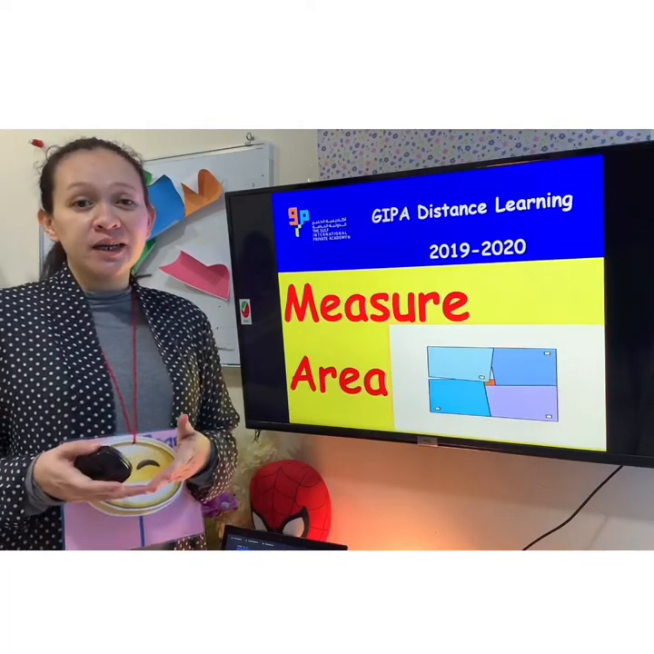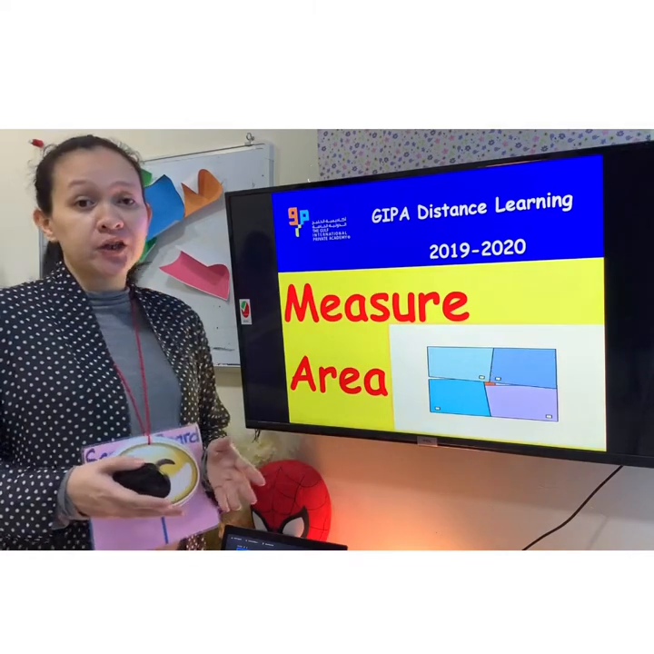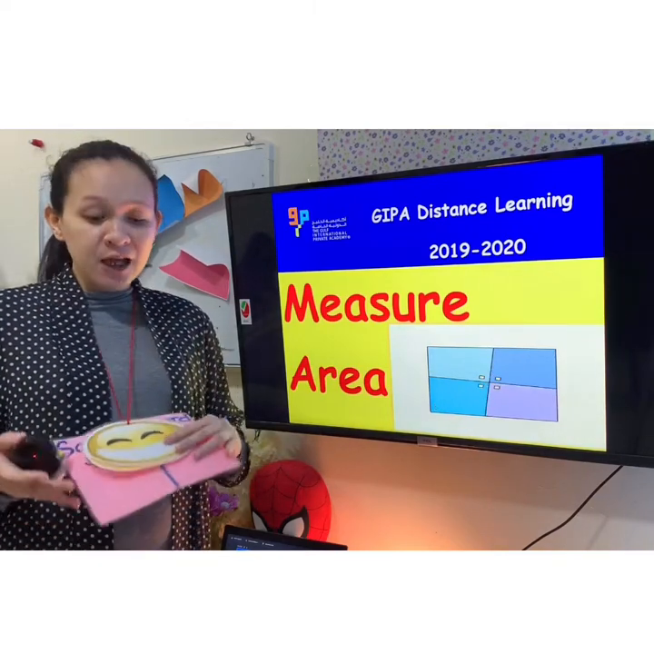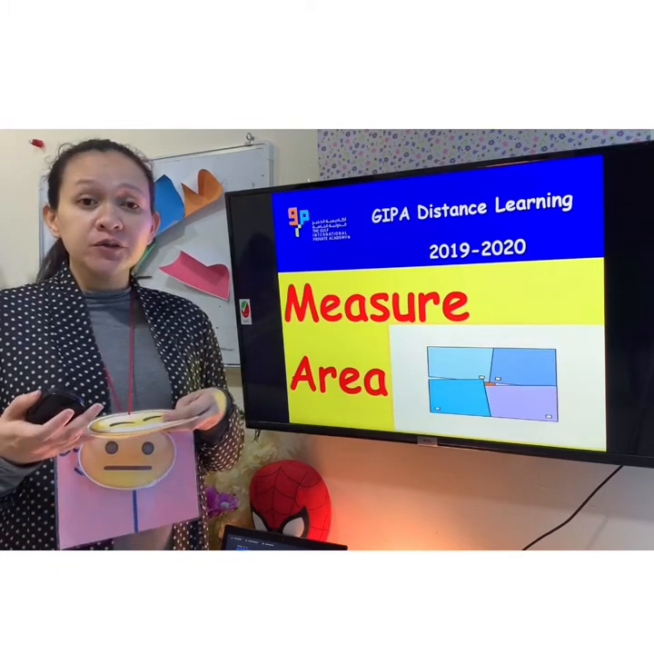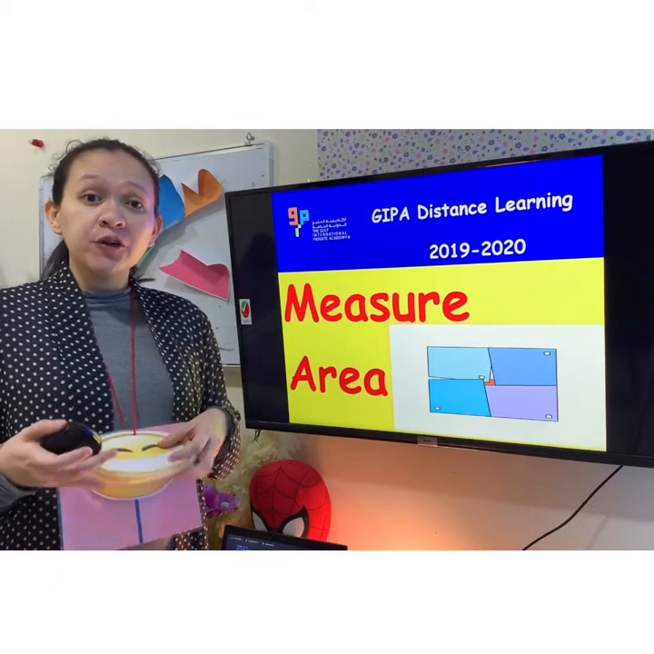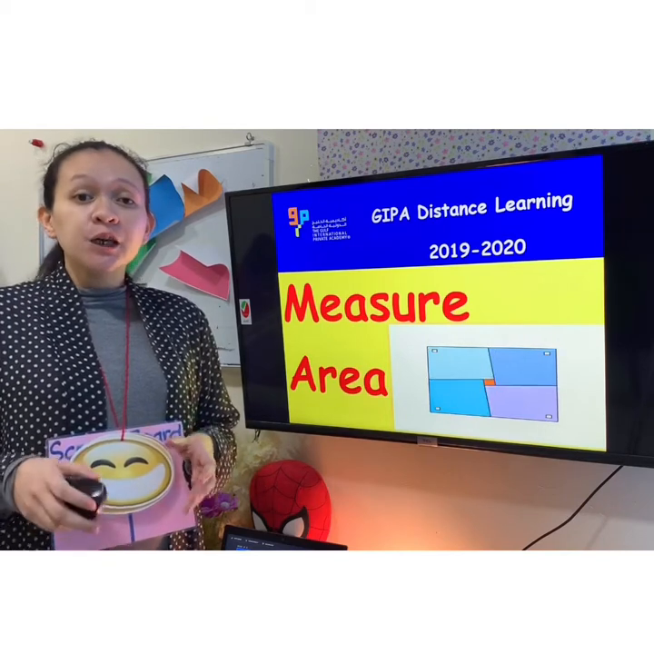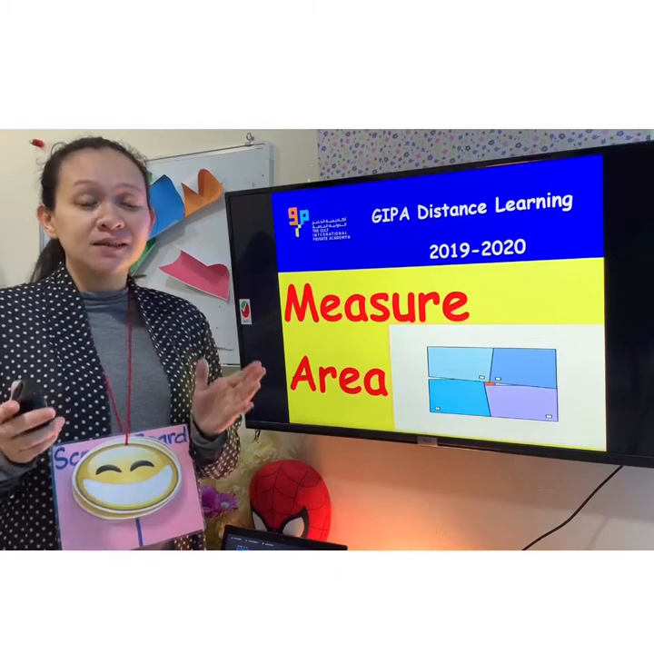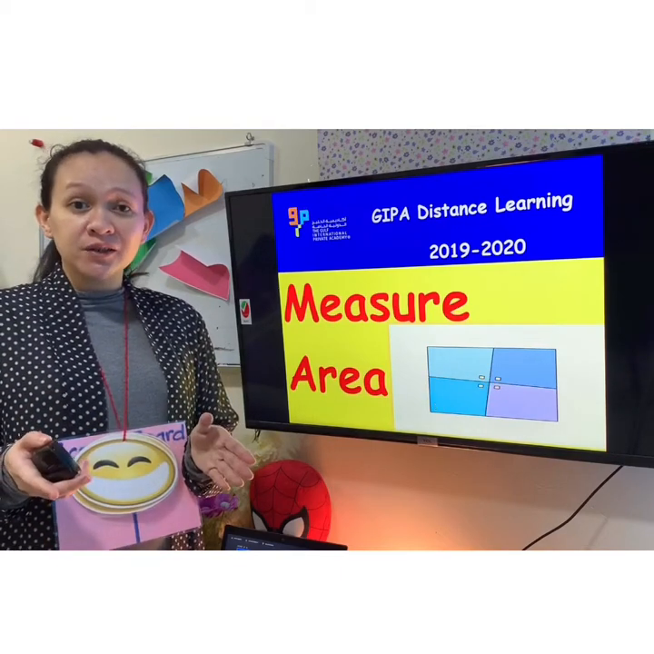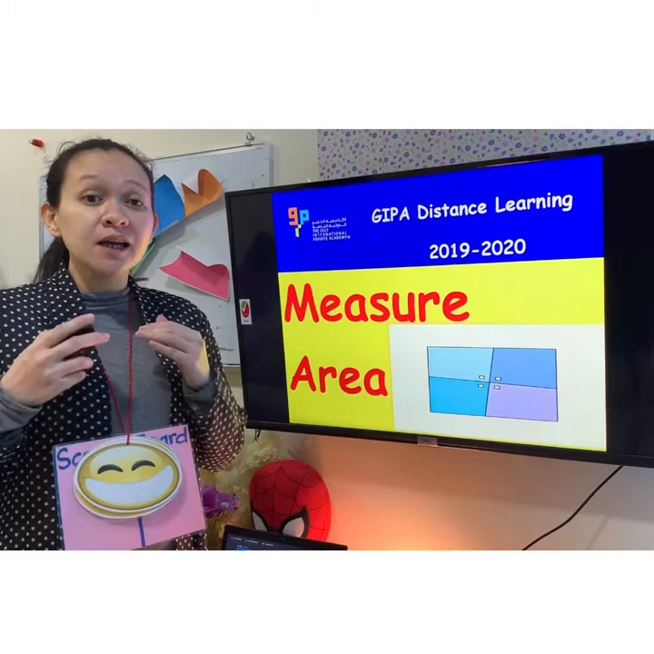Our lesson for today is all about measuring area. If you have noticed, I have here a smiley face and a sad face. We are going to use these faces later for our self-assessment. If you think that your answer is correct, then you're going to make a happy face. If you think that your answer is wrong, then you're going to make a sad face.